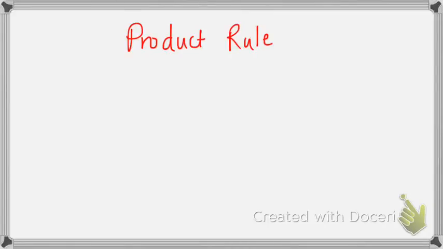We're going to practice two more rules today. They're called the product rule and the quotient rule, and these are for functions where functions are multiplied together or functions are divided. So first we'll talk about the product rule.